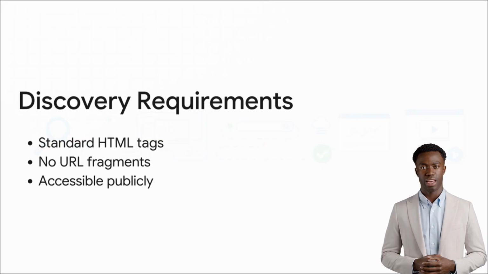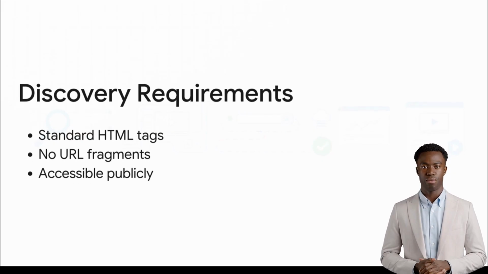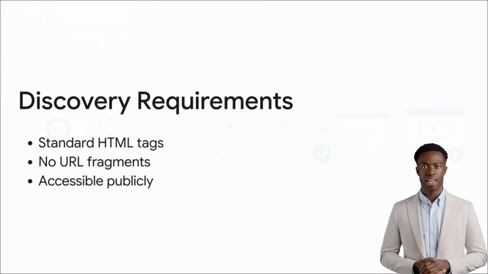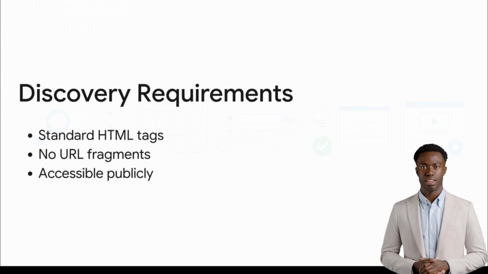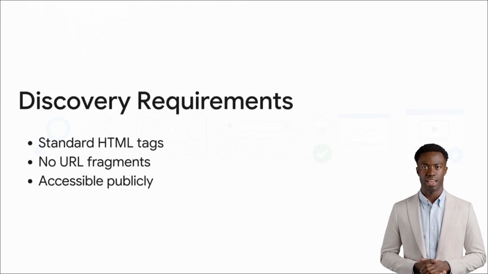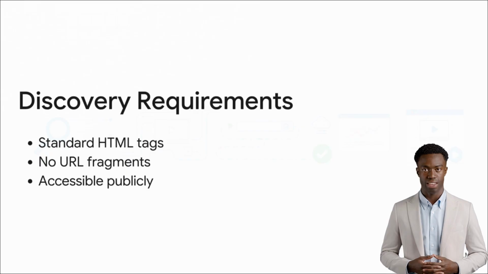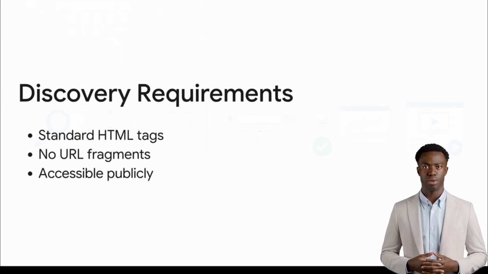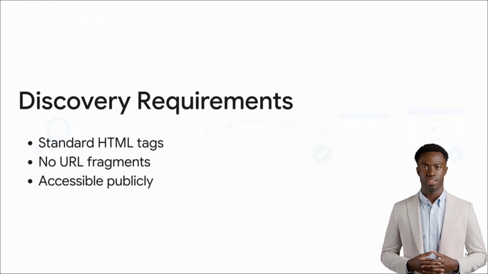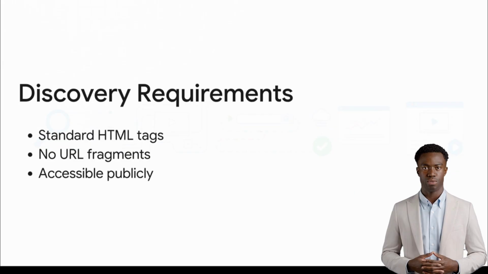Let's start with the absolute foundational rule here. Before Google can rank your video, it actually has to be able to see it. Google needs a clear, unobstructed path via standard HTML. This means you really have to utilize standard tags. Think video, embed, iframe, or object. You absolutely cannot use URL fragment identifiers to load your videos.